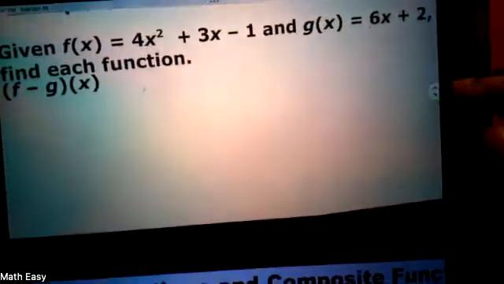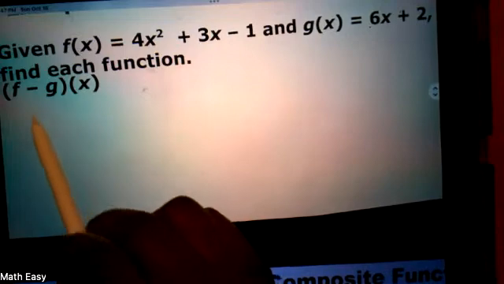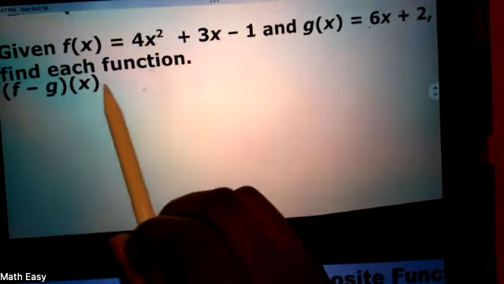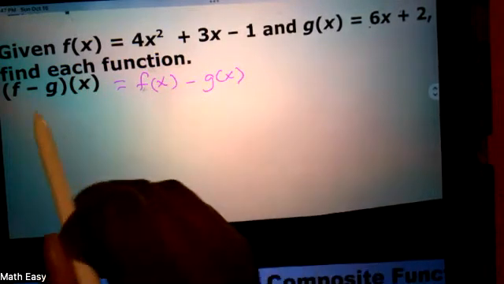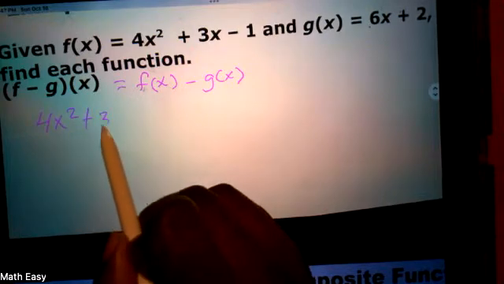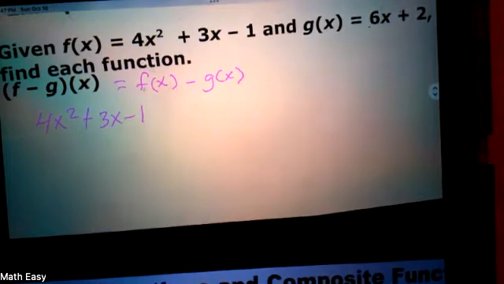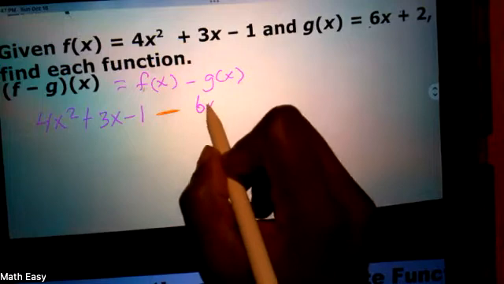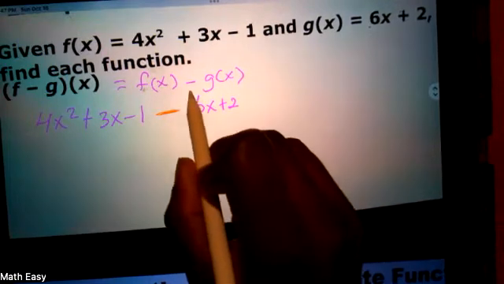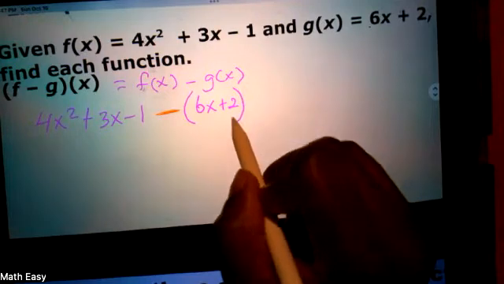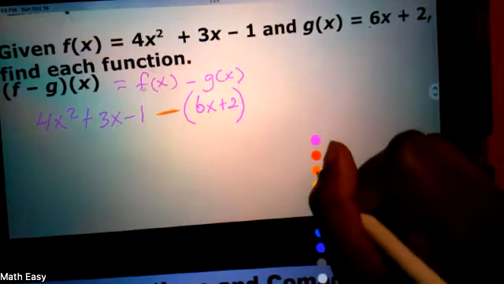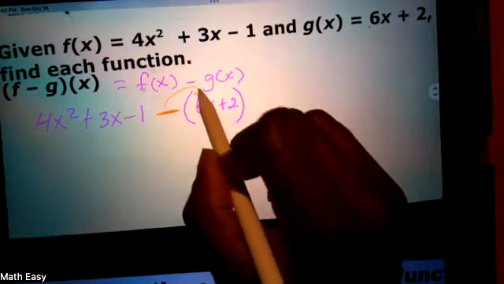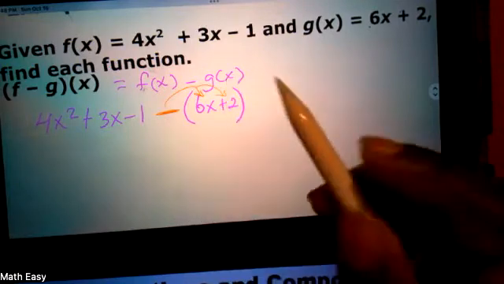Another example. We have the same two functions, f and g, and we need to find f minus g of x. So again, that's f of x minus g of x. So 4x squared plus 3x minus 1, and we're going to subtract g of x, which is 6x plus 2. Note, we're not just subtracting 6x, we are subtracting 6x plus 2. Therefore, we need to use the distributive property. Apply the negative to 6x and also apply it to 2.